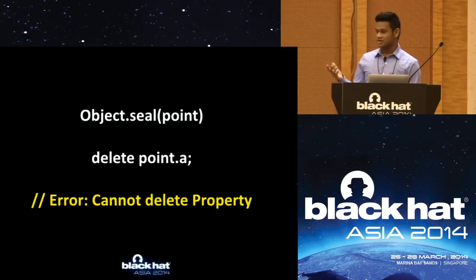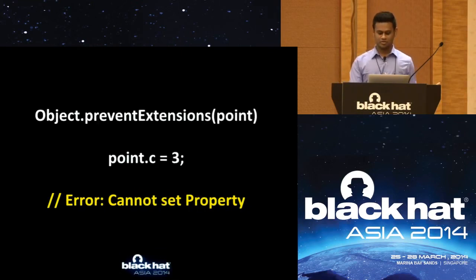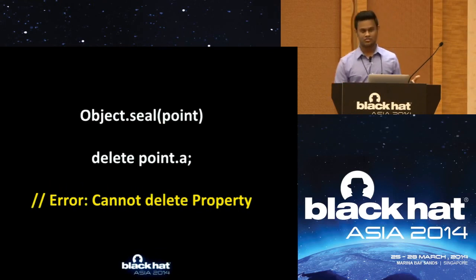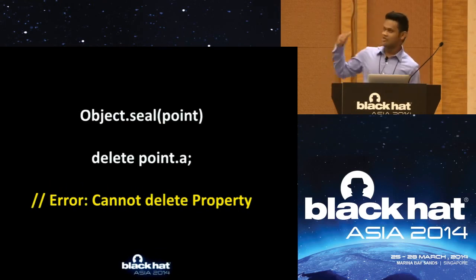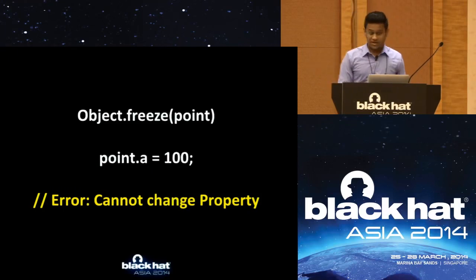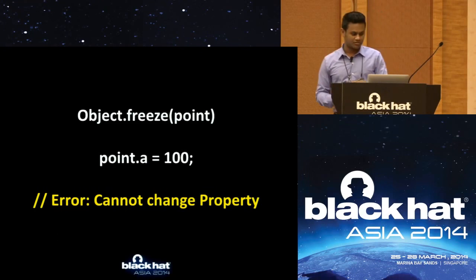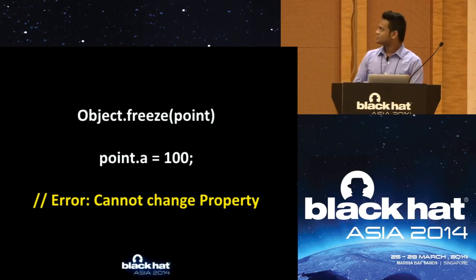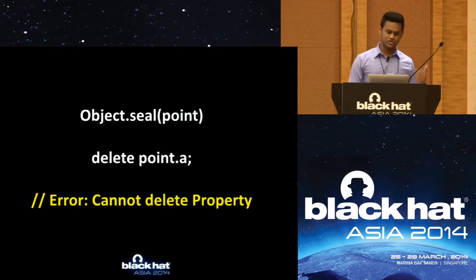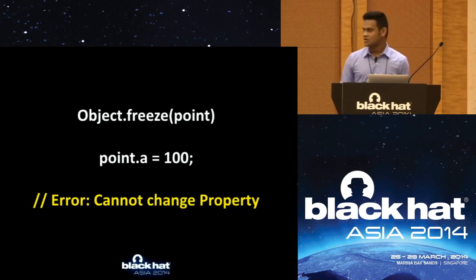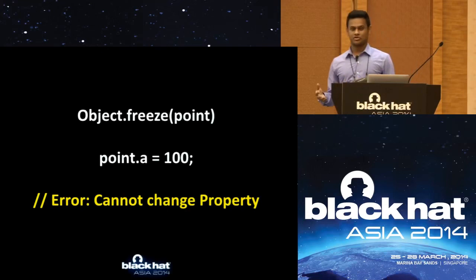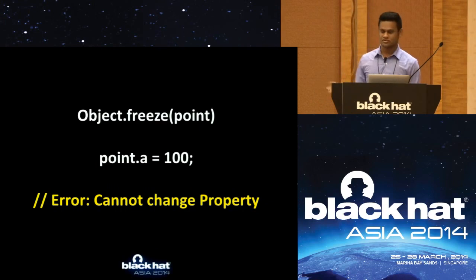Object.seal does whatever Object.preventExtensions would do. In addition, you cannot delete anything. For example, if you have point.a already defined, you cannot go and say delete point.a, which wouldn't allow you to do it. And Object.freeze is the last of the ECMAScript 5 functions that we're going to see today. Object.freeze does everything that Object.seal does. In addition, it makes sure that you cannot change the value of the existing properties, right? So if you have point.a set to 500, you cannot allow someone else to change the value.